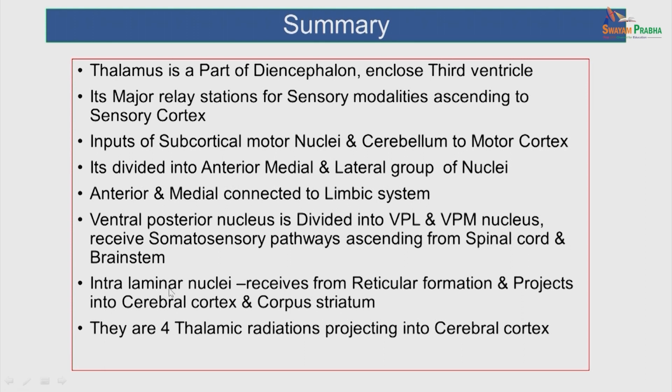The intralaminar nucleus receives from the reticular formation and projects to the cerebral cortex. So, there are four thalamic radiations which, through the internal capsule, project into the cerebral cortex. So, this is the overall view of the thalamus, its various nuclear components, its various connections, receiving from the lower part of the brain and projecting into the cerebral cortex, and the various clinical features it represents if there are lesions in these nuclei. Thank you.